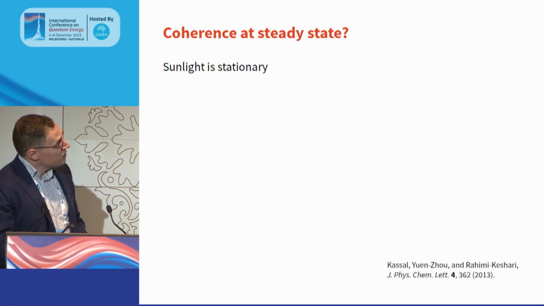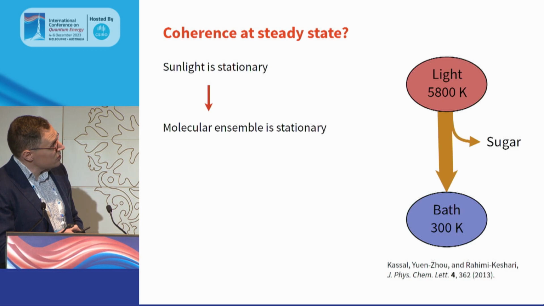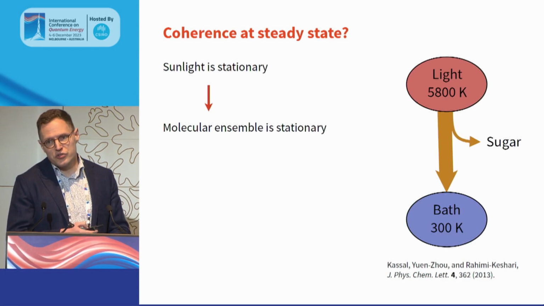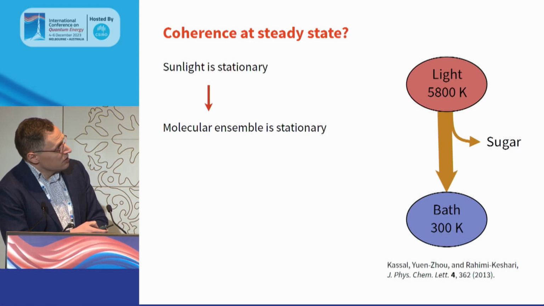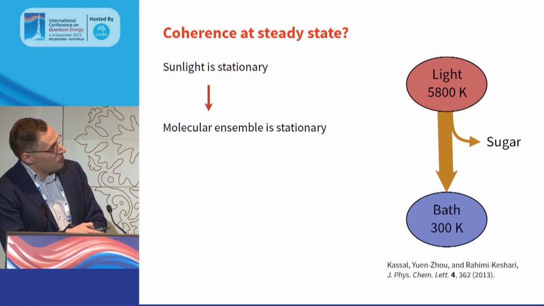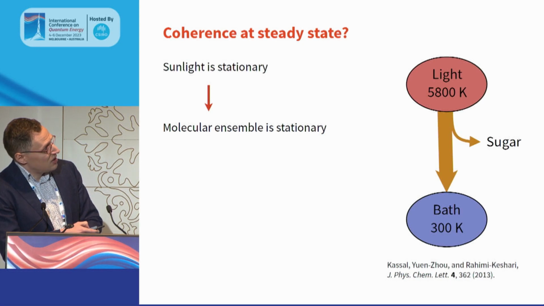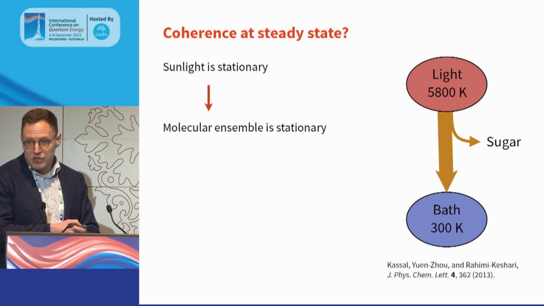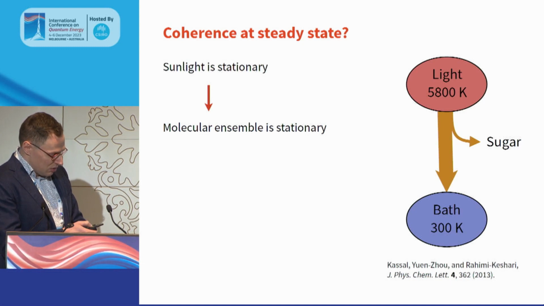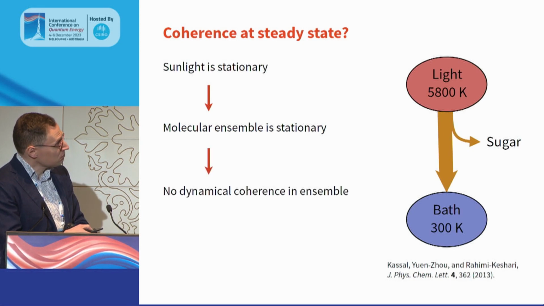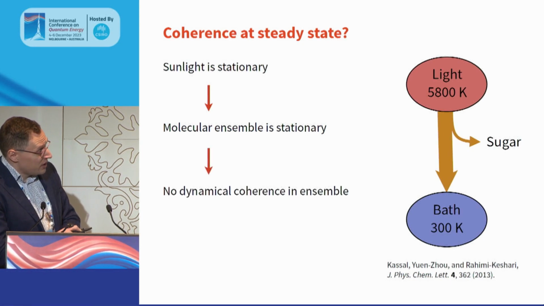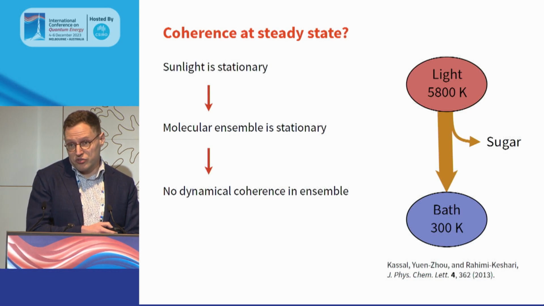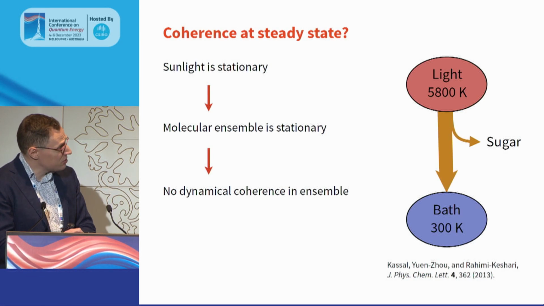And so it turns out that sunlight is a stationary process, and that means that the molecular ensemble is also going to be stationary. Essentially, it's a heat engine of a type where it's connected to light, which is at a high temperature, and a bath at a low temperature, and it's converting some of that energy into what it wants. But it's doing it through a stationary, non-equilibrium steady state. And because of that, there's no dynamical coherences in the ensemble. There's just a steady state density matrix.